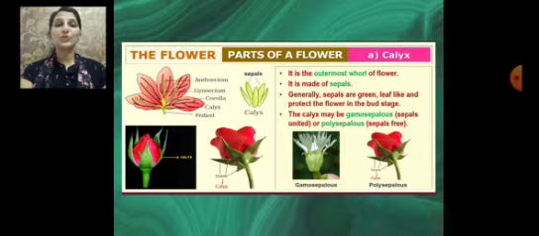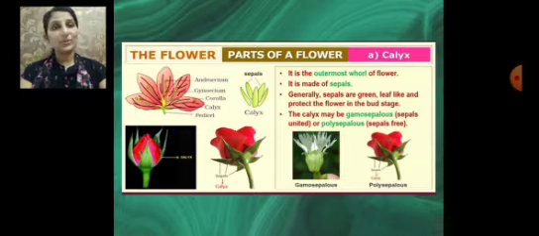The sepals are usually green in color and protect the flower in the bud stage. We can see the green colored sepals. The calyx can be united together, and such a united calyx is called gamosepalous. And in some flowers, the calyx can be free.